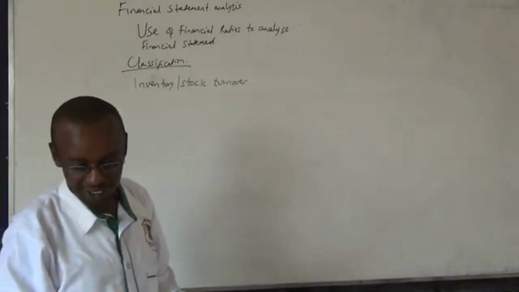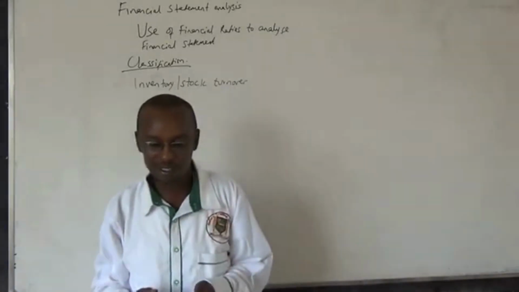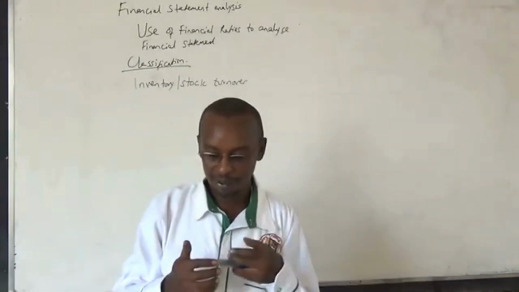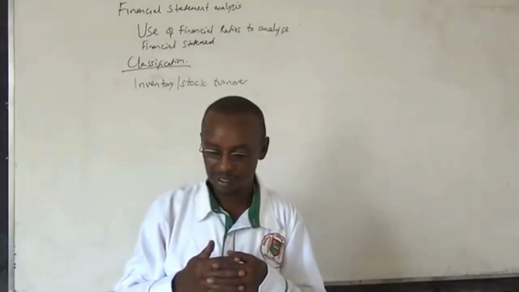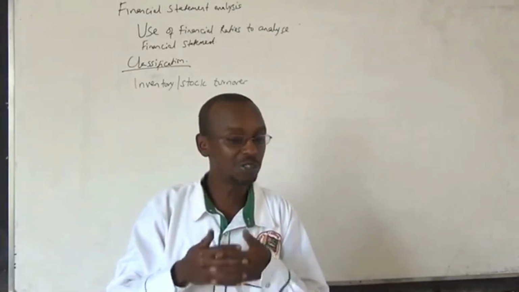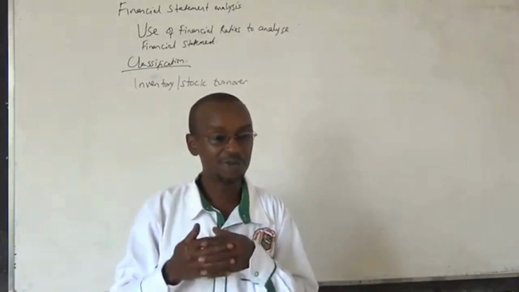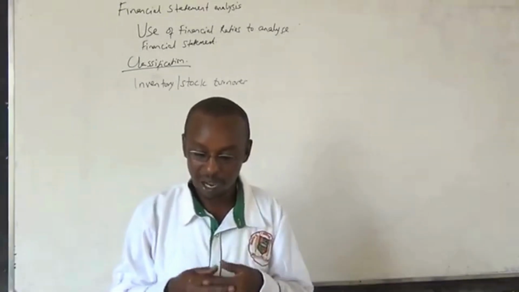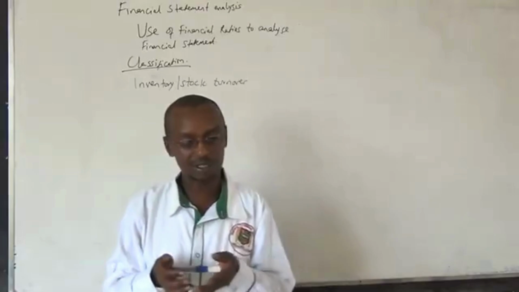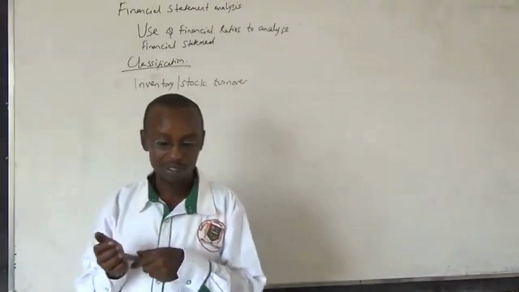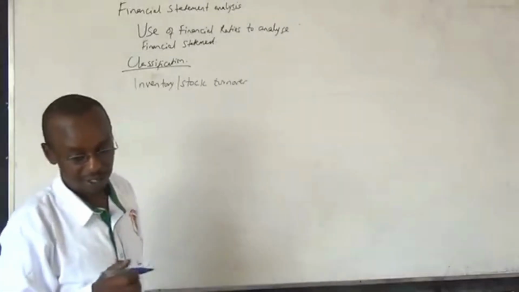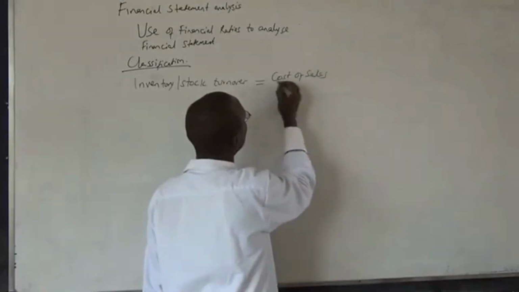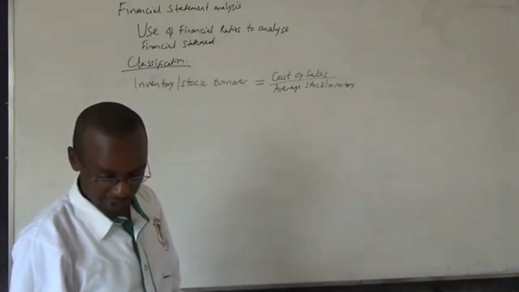So this indicates the efficiency of a firm in selling its product so as to generate sales. It shows the number of times the stock is turned over, or converted into sales. The number of times we are converting our inventory into sales. So it shows how rapidly the stock is being turned into cash through sales. So the stock turnover is equal to cost of sales, you divide by what? Average stock.